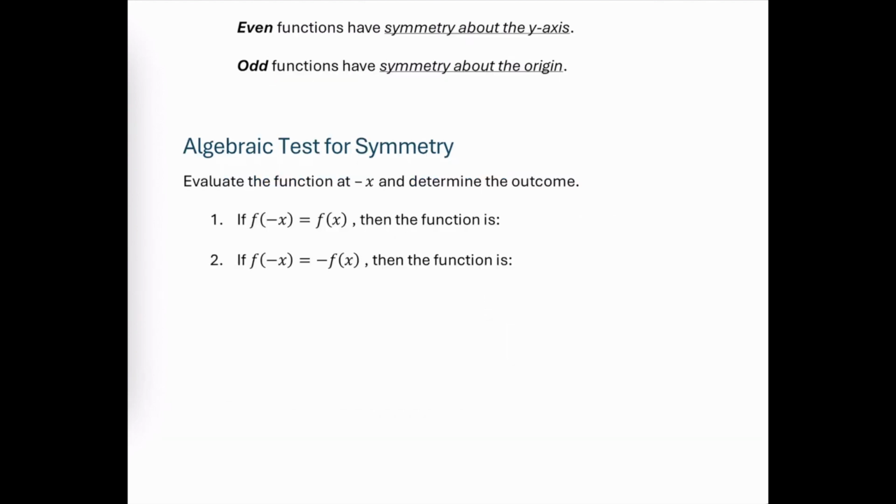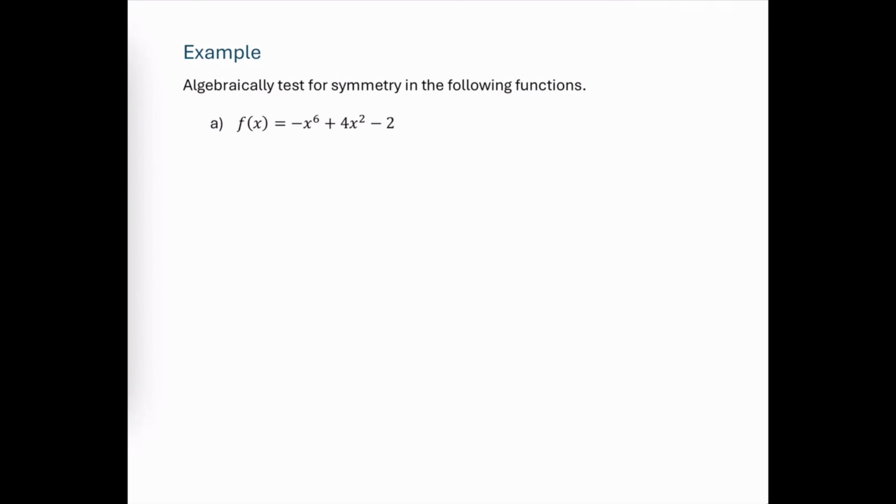And so just to summarize, we're essentially going to plug negative x into the function and then determine what the outcome is. If that simplifies down to being the same as the original function that we started with, then we'll say that the function is even. And if that simplifies to being the exact opposite of the original function, then what we have is a function that's odd. Let's look at a quick example here.